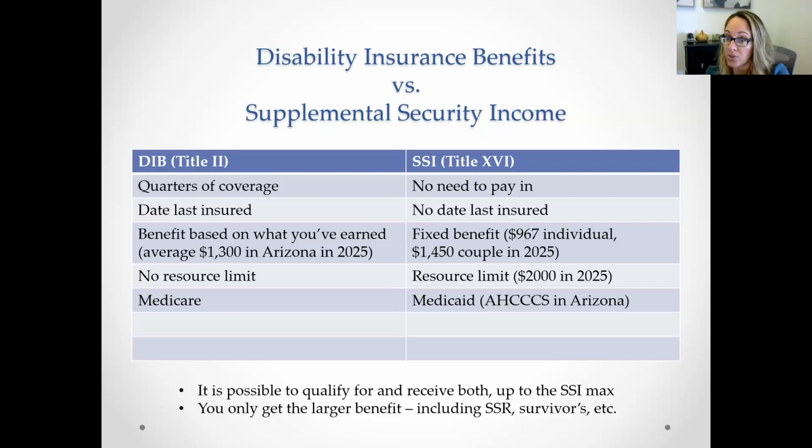And then there is a resource limit. So this is a huge difference. The only people who can get SSI have to be disabled, and they have to have less than $2,000 in resources, in assets. And that includes money in bank accounts, cash that you have in hand. They don't count one house and one vehicle, but if you have a second vehicle, or if you have money in a pension account or a retirement account or investment accounts, all of that money they look at, and you have to have less than $2,000 to qualify for SSI.